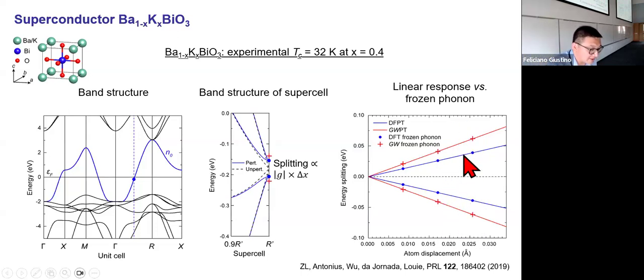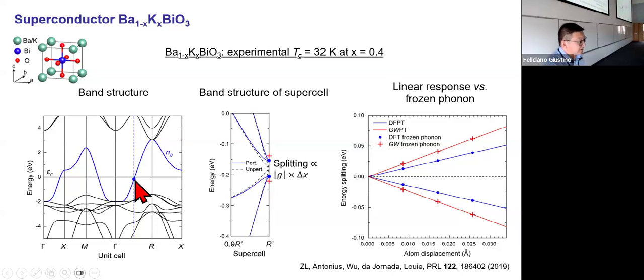And now we have a few lines. These lines are not fits. These lines are directly calculated by DFPT and GWPT respectively. So we know the matrix elements, then we multiply by the displacement, and then we get the lines. So these are actually direct linear response calculations. And you see that within small displacements, they agree almost perfectly, as they should. So this again shows that we can certainly extract electron-phonon information using supercells if you want.